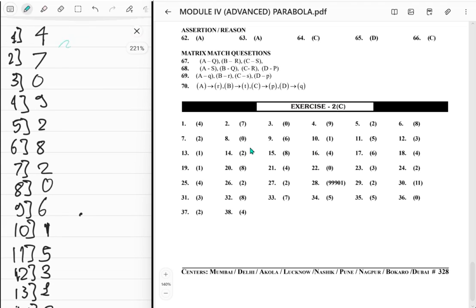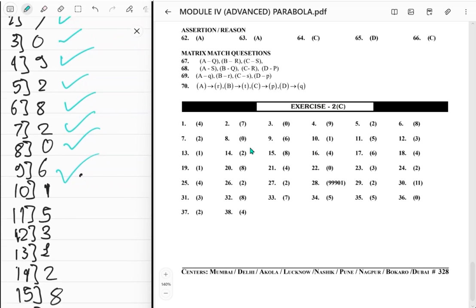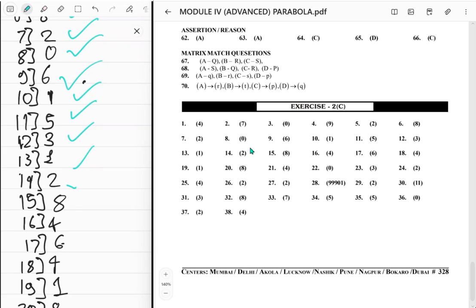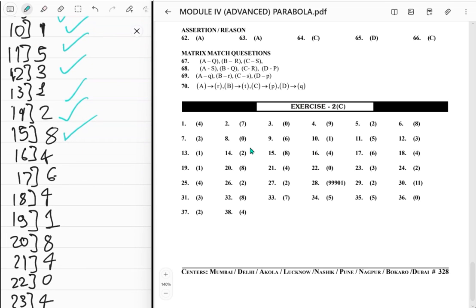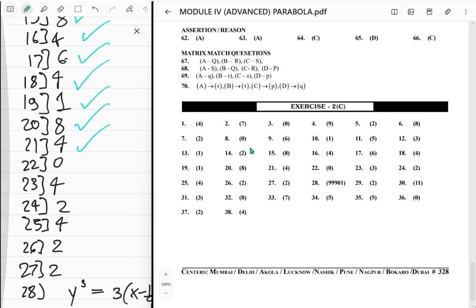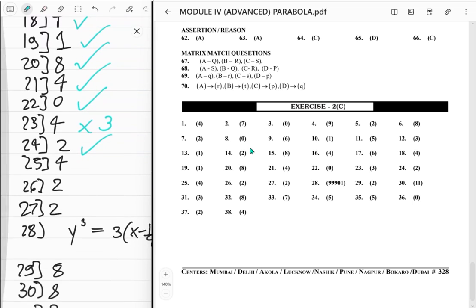So first you got 4, 7, 0, 9, 2, 8, then 2, 0, 6, then 1, 5, 3, then 1, 2, 8, wait, 16, right? 4, 6, 4. Oh, till now it's going nice. 184. Okay, then 22. 0, 3, 2. Okay, it's supposed to be 3. Then it's supposed to be 2. Okay, 25 is 4. This is 2. This is 2 as well.